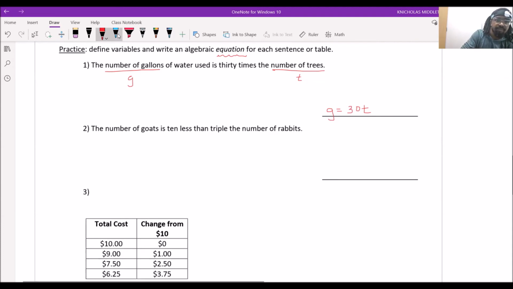Number 2, the number of goats is 10 less than triple the number of rabbits. So the number of goats is 10 less than triple the number of rabbits. Okay, again, it's that subtraction thing. I need to know then how many rabbits I have and subtract 10 from it. Actually, it's triple the number of rabbits. So that's 3 times the number of rabbits minus 10.